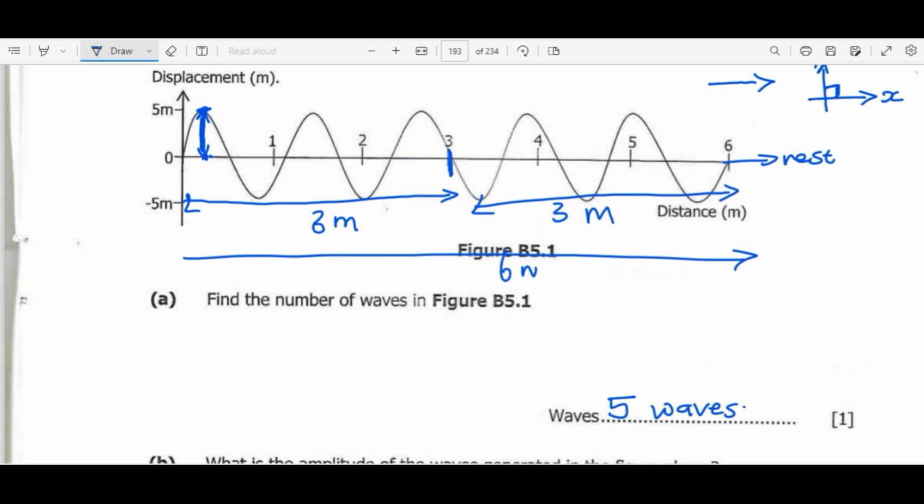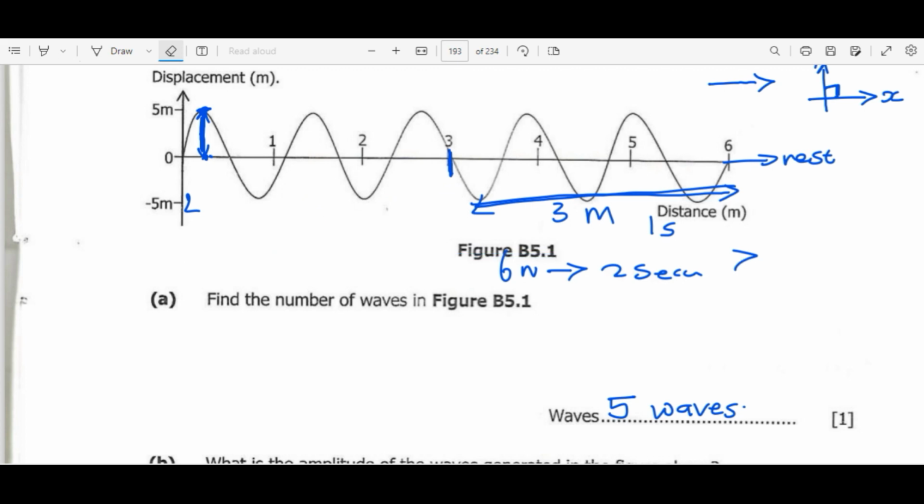From this point up to here, where we have 3 meters, it took 1 second. Then from here up to here, it took another 1 second. Then the total number of seconds taken was 2 seconds. So let's hope you are getting the concept here. So that is the speed. Now let's say we want to use the other formula, can we get the same answer? Let's give it a try.